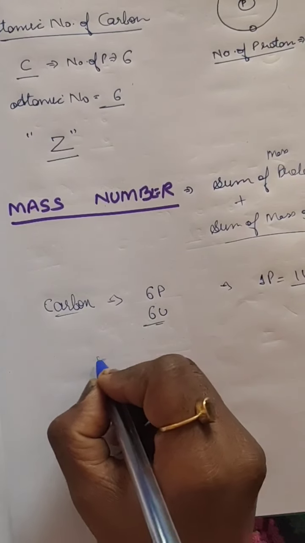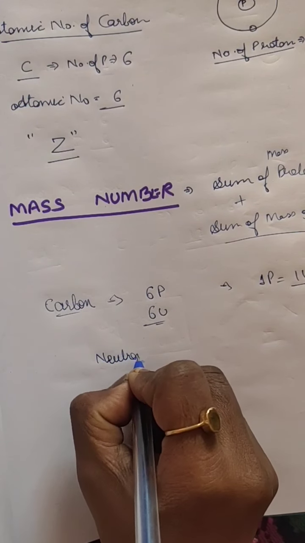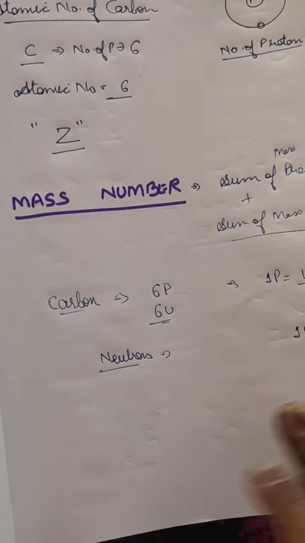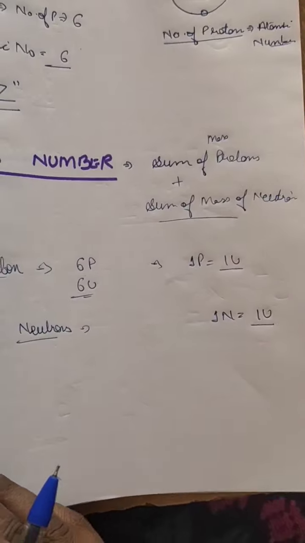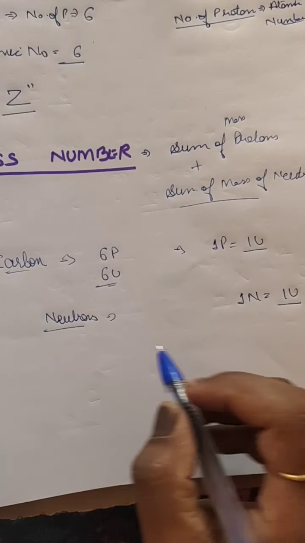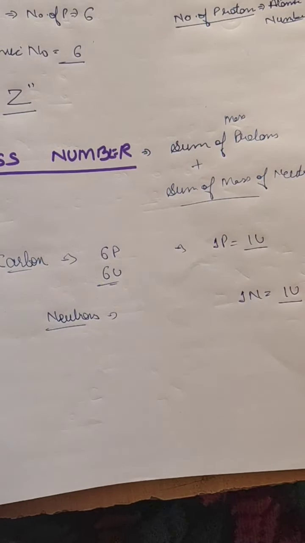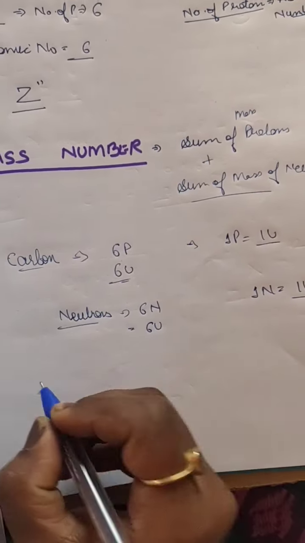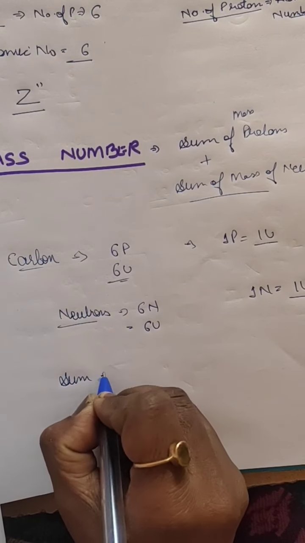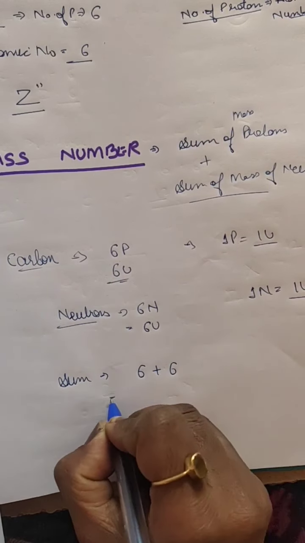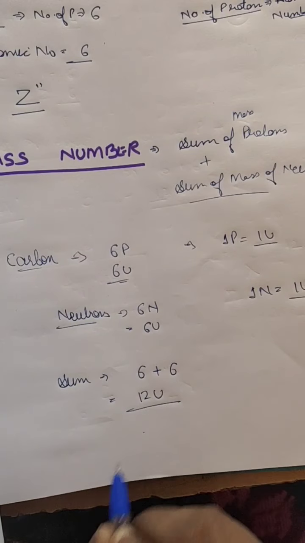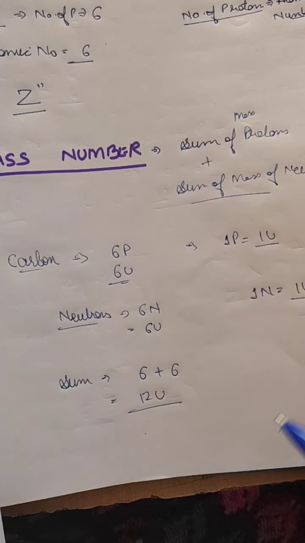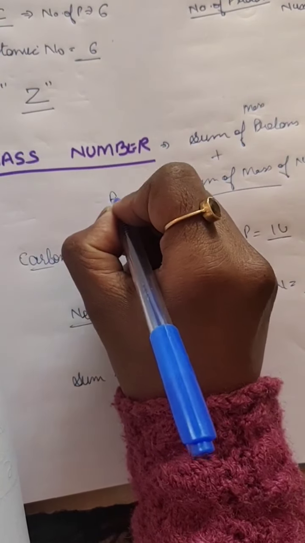About neutrons, a neutron also has mass, so 1 neutron equals 1 U. Since carbon has the same number of protons and neutrons, 6 neutrons means 6 U. So the sum will be 6 plus 6, that means 12 U. So that is the mass of the carbon. Mass number is denoted by the alphabet A.